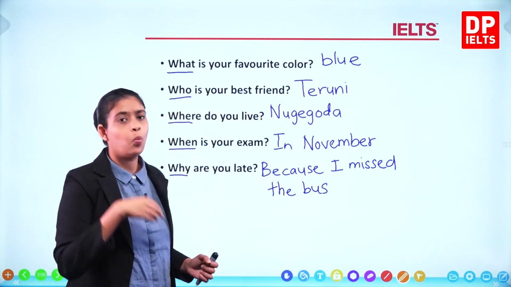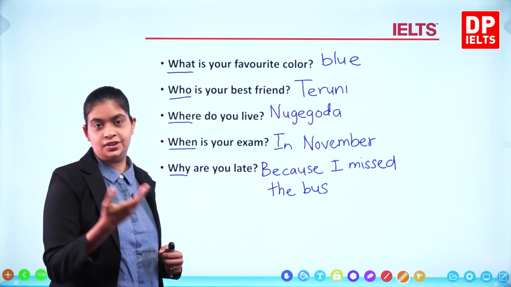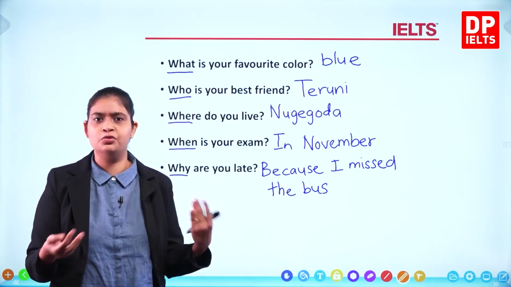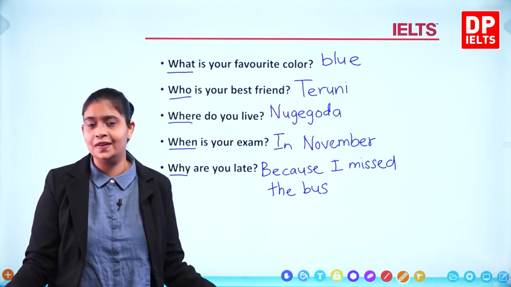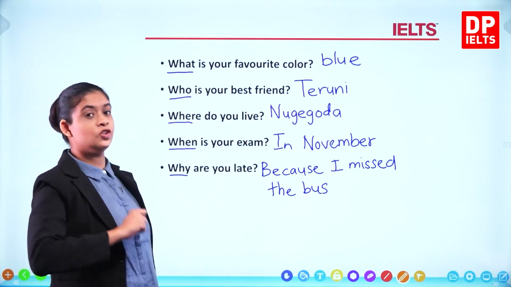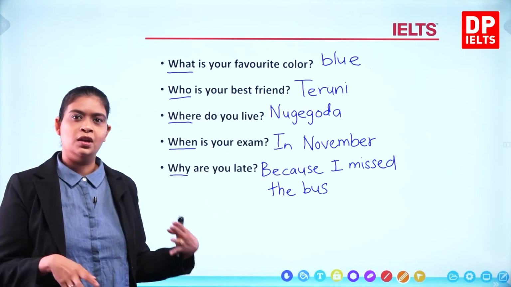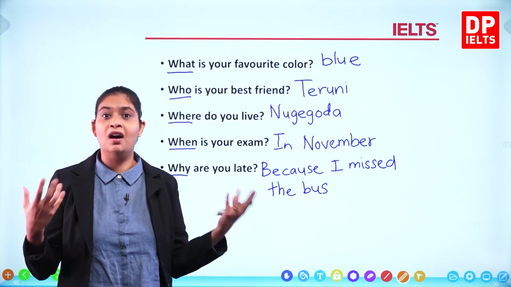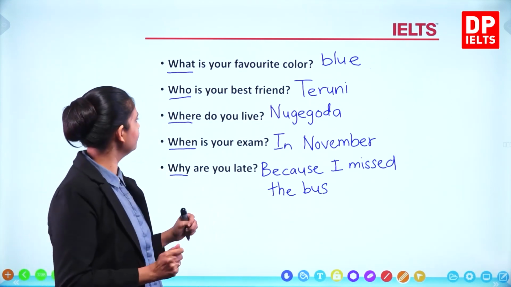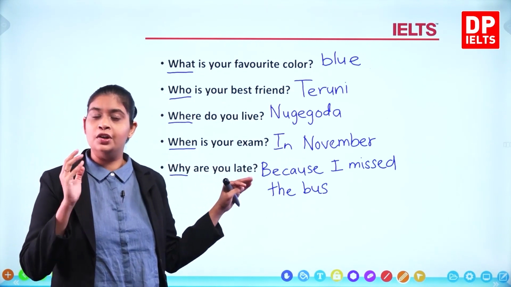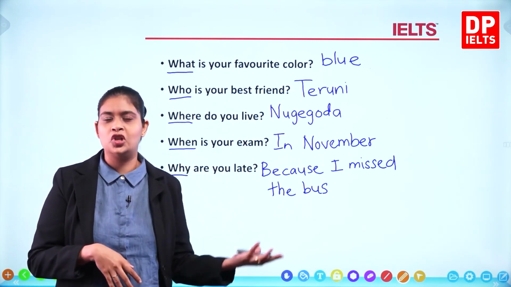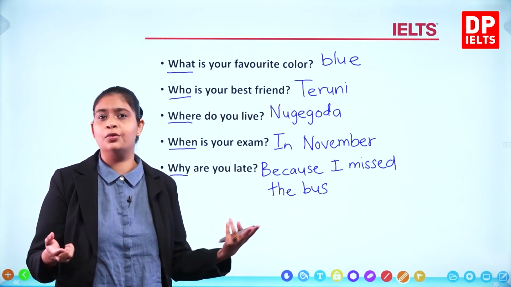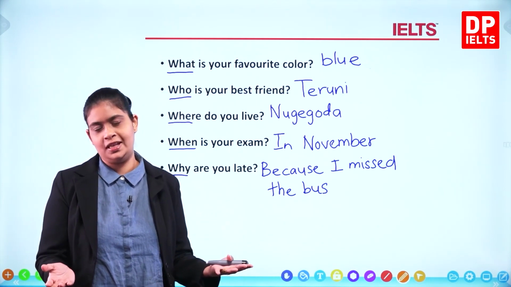Let's have a look at it. What is your favorite color? You can tell me any color that you like. Blue, orange, pink, purple, green, yellow, white, any color that you like. Who is your best friend? Any name. Ivrasha, Chaturani, Teruni, Asanka, Marlon, any name. Where do you live? Nugegoda, Maharagama, Jaffna, Vavuniya, Mannar, Bandarawela, Matara, Galle, Akuressa, Kandy, whichever place you live in.